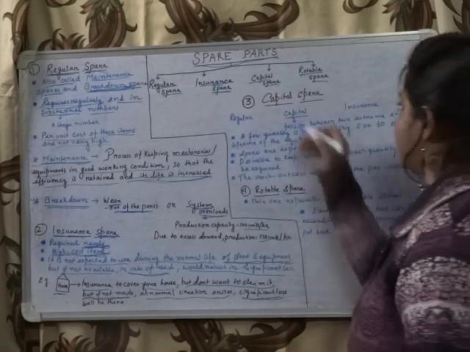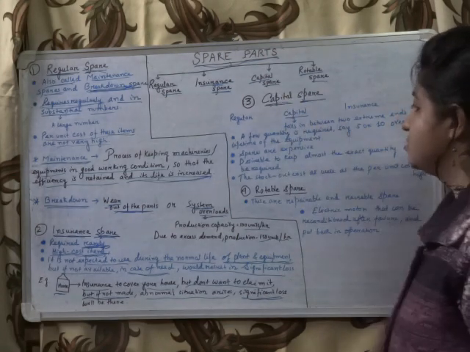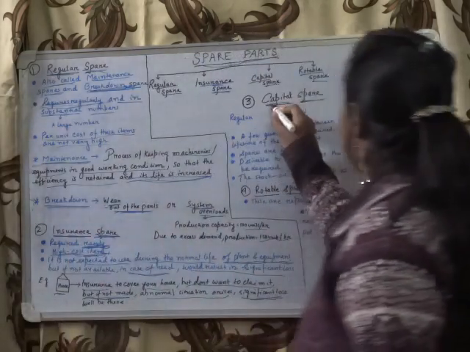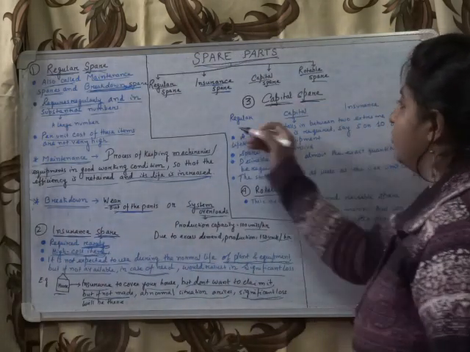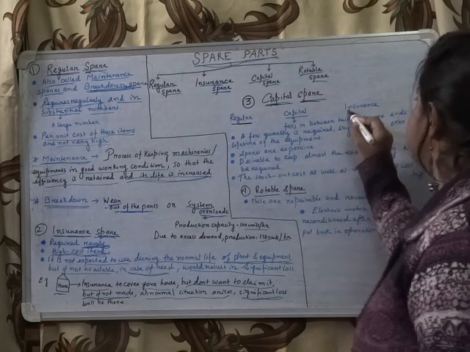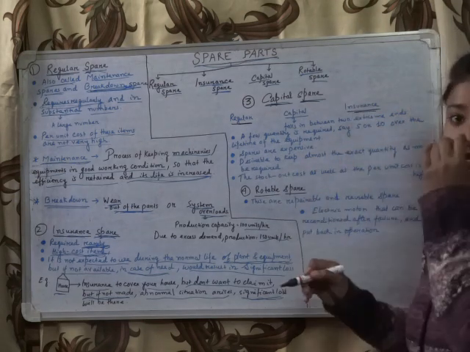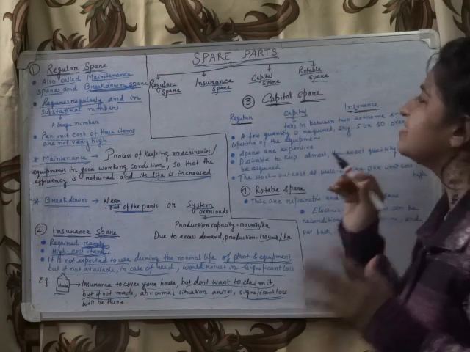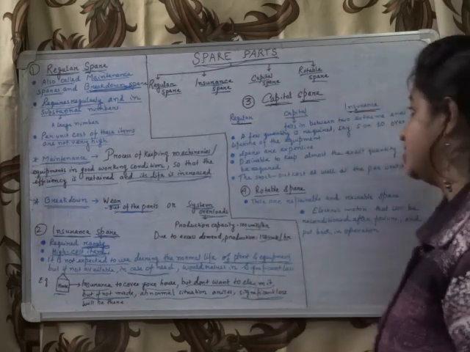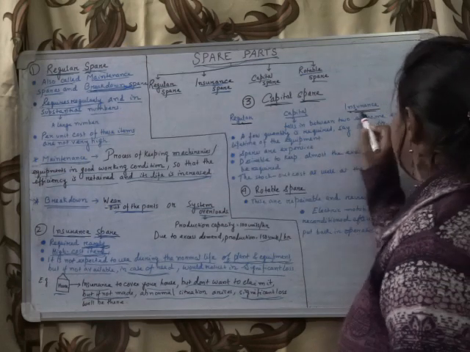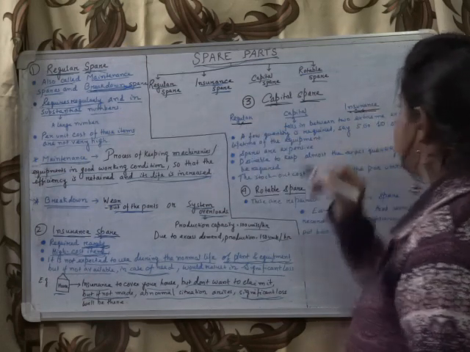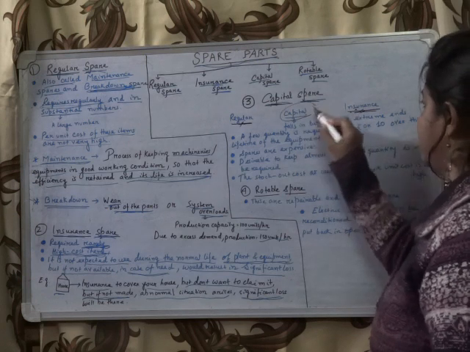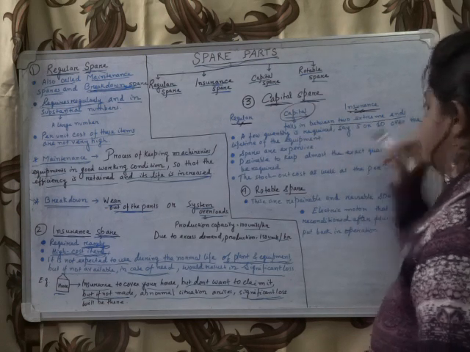Then I will talk about capital spare. So what is that? Let's see. Here I have written regular spare, and here it is insurance spare. So it falls somewhere between these two. These are two extreme ends, you can understand, because these are two opposite spares, right? So capital spare generally falls in between two extreme ends.